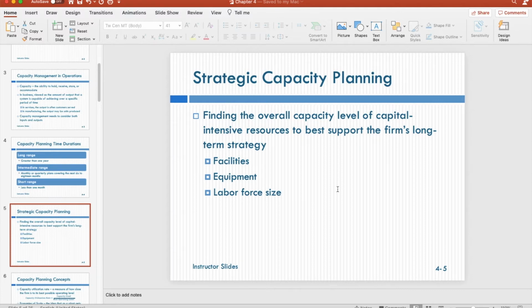We also need the equipment. Let's say if you are a manufacturer producing products, you need enough equipment in order to maintain the capacity, in order to produce those products at a regular speed, in order to meet the customer need. So equipment itself is also a very important capacity category.